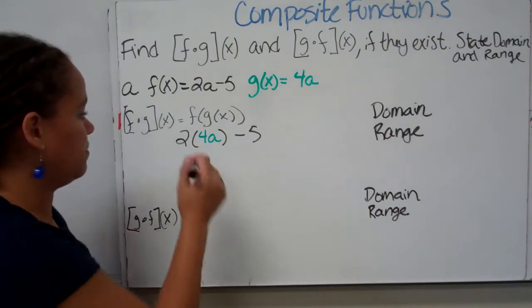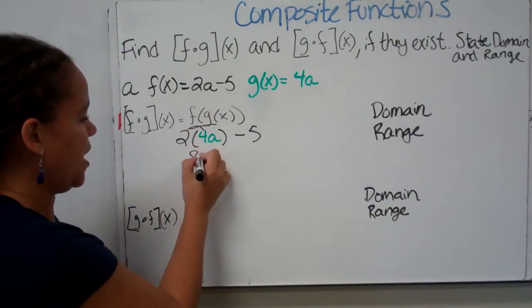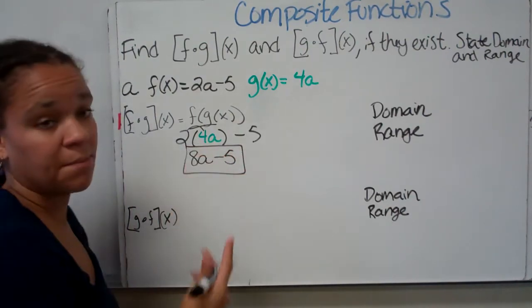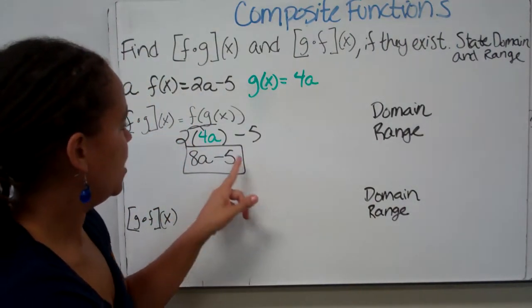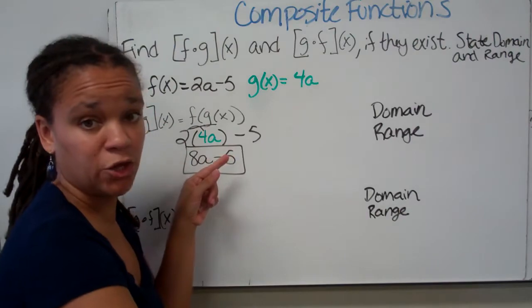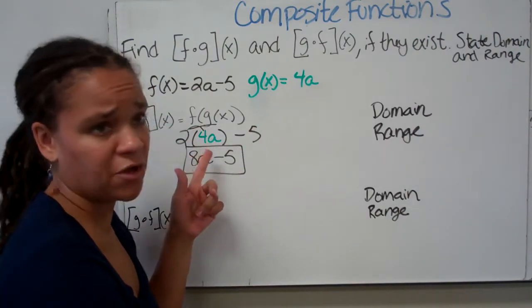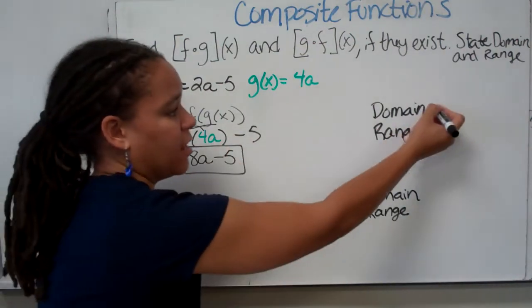So we just simply distribute the 2, so we'll end up with 8a minus 5. And that would be the composite function. So now the domain here is what x value can you put in? Once you look at these, is there any x value or a value for a you couldn't put in? No, you can plug in anything for a.